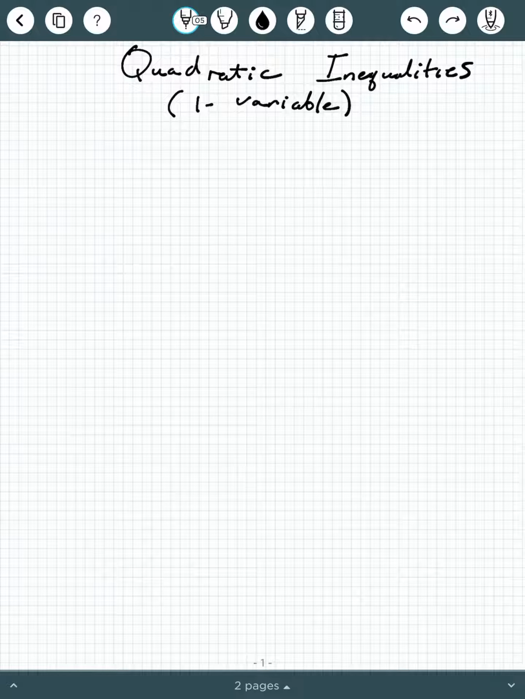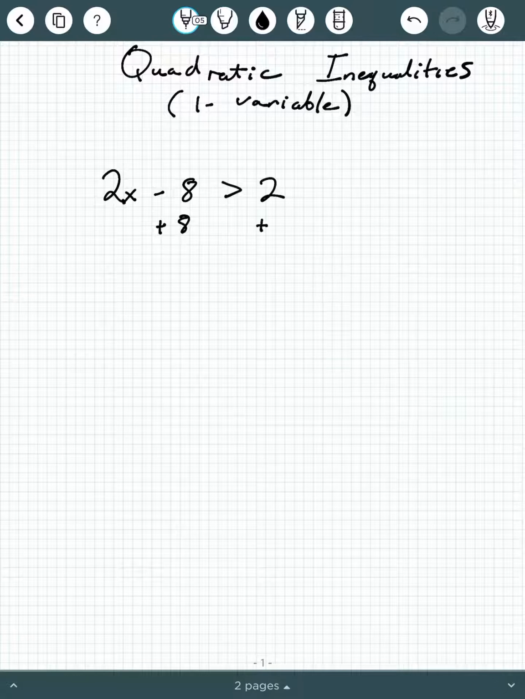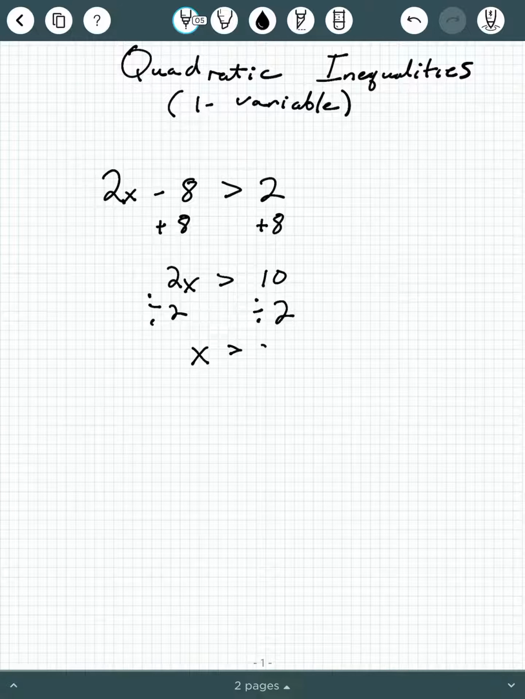When we talk inequalities, we started out looking at more basic inequalities, something like 2x minus 8 is greater than 2. If we want to simplify and solve for x, we would add 8 to each side. 2x is greater than 10, and then divide by 2 so that x is greater than 5. We could then represent that answer on a number line, knowing where 0 is and out here where 5 is.